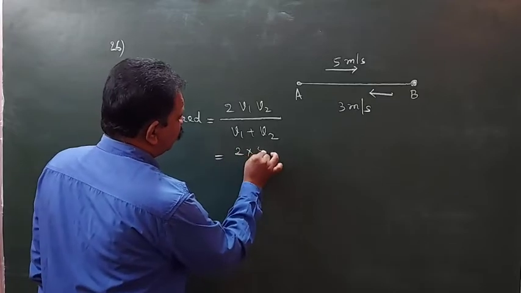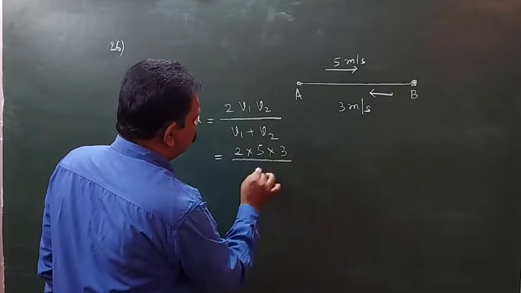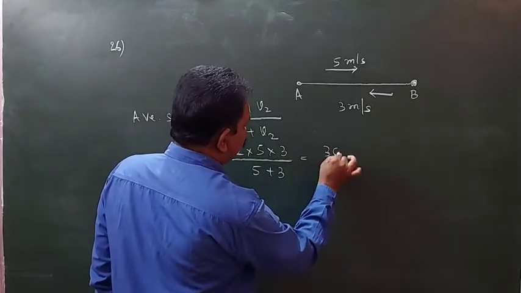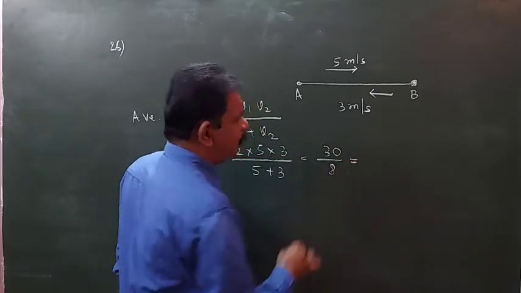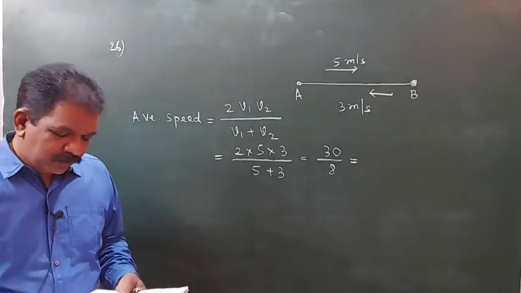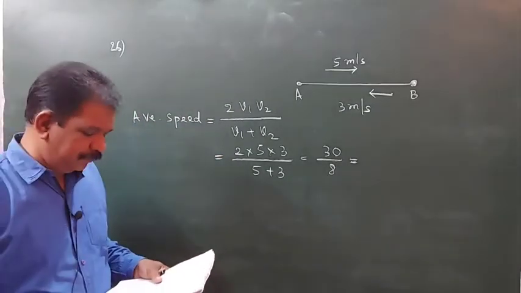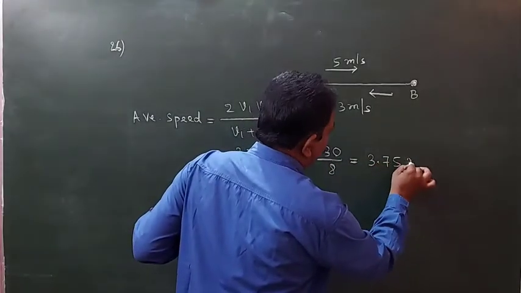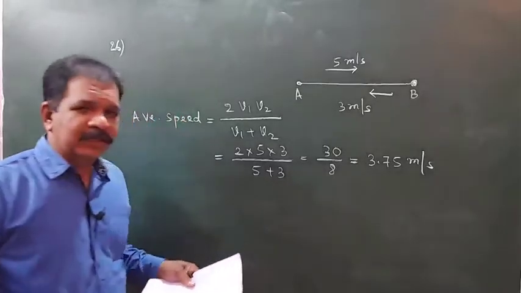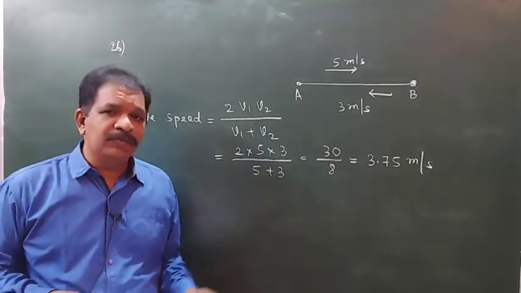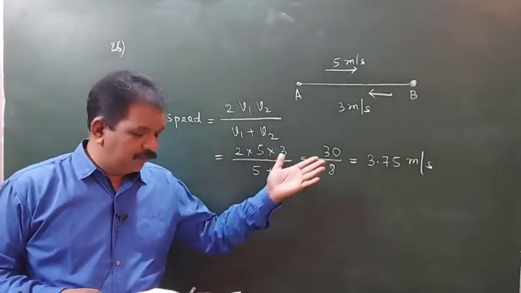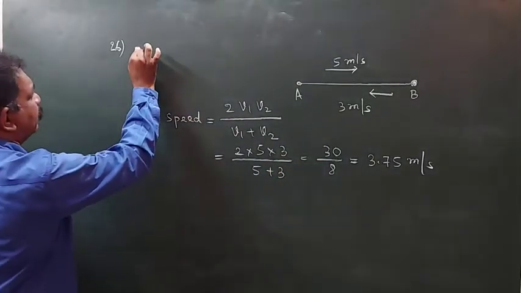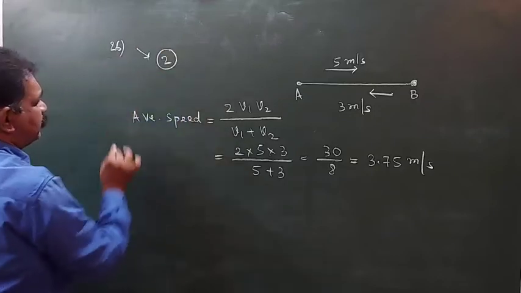2 into 5 into 3 by 5 plus 3. This will be 10, 10 into 3. This will be 30, 30 by 8. Okay, so if we calculate this one, it will be 3.75 meter per second. 30 by 8 means 15 by 4. If we calculate that one, we will get that value. So 26, it will be second option.